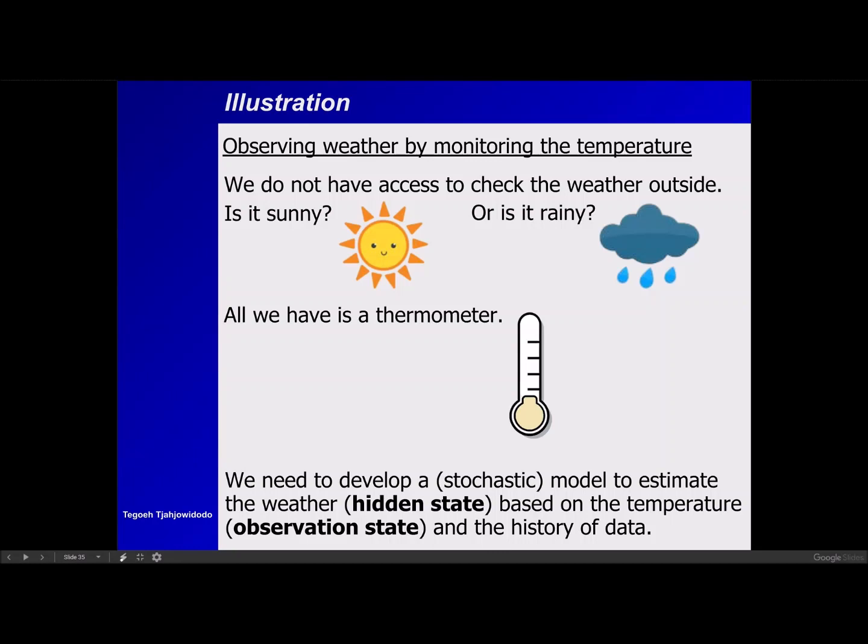So what we see is only the temperature from the thermometer as the observation state, a state that we can observe. We are going to use that to estimate what is the weather outside as a hidden state. All we have is only the temperature reading and the history of data, what happened in the past, as a basis of a stochastic model that we are going to develop.